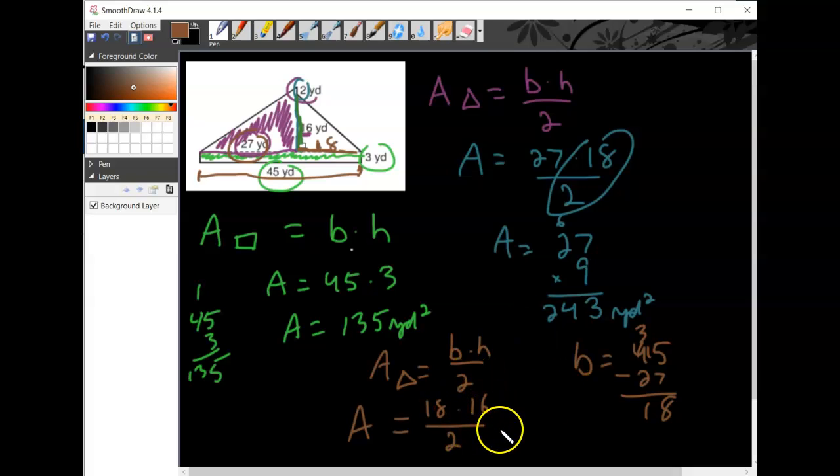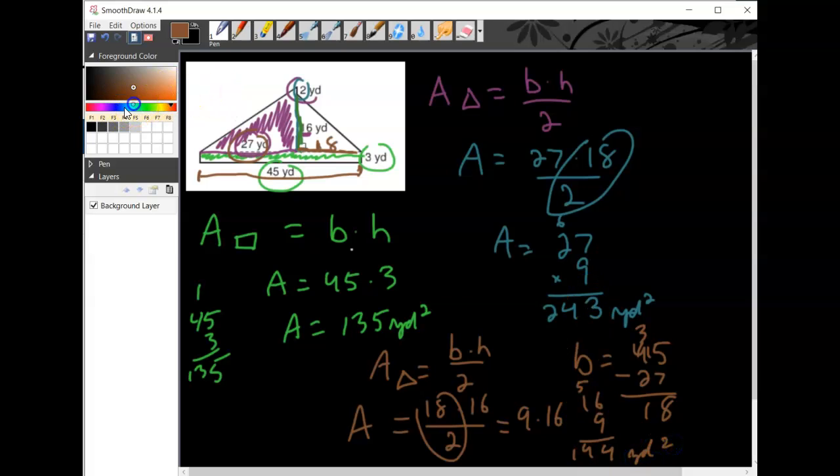Now I could multiply 18 times 16, then divide by 2, but I could also just do 18 over 2 again like I did with that last one, or I could even do 16 divided by 2. 18 divided by 2 gets me 9. So this is essentially 9 times 16. And what's 9 times 16 going to be? Let me do that work right here. 16 times 9. So let's see here. 9 times 6 is 54. Then 9 makes 14, so 144 yards squared.